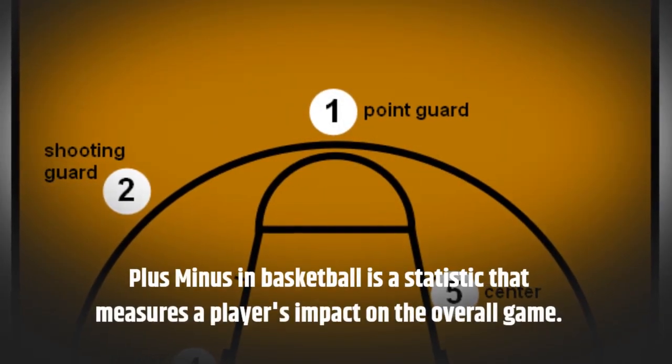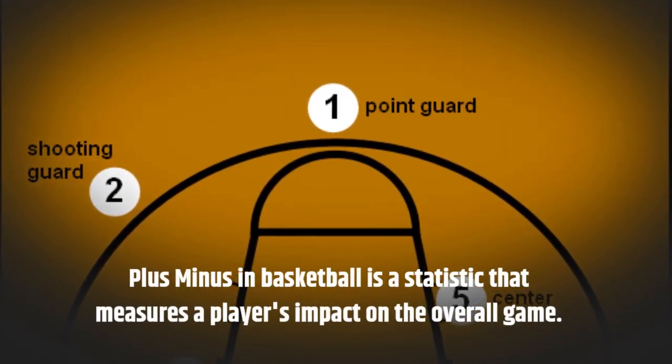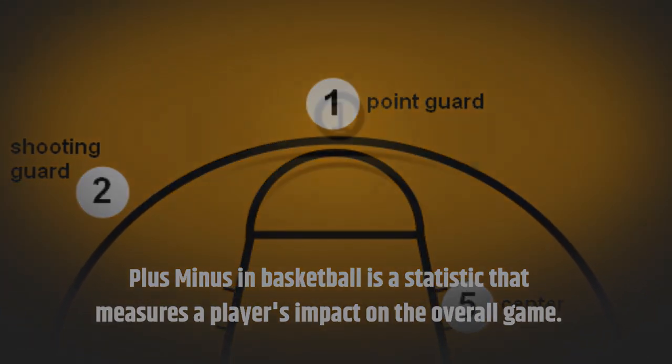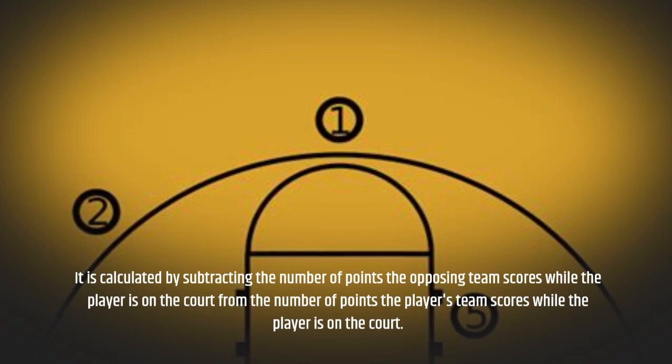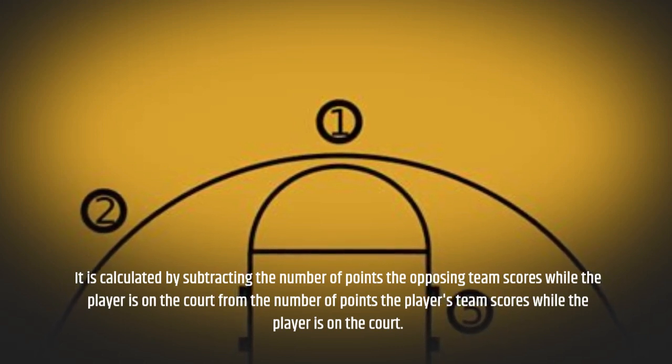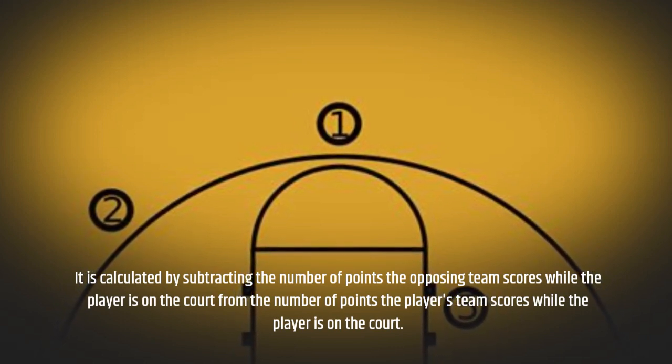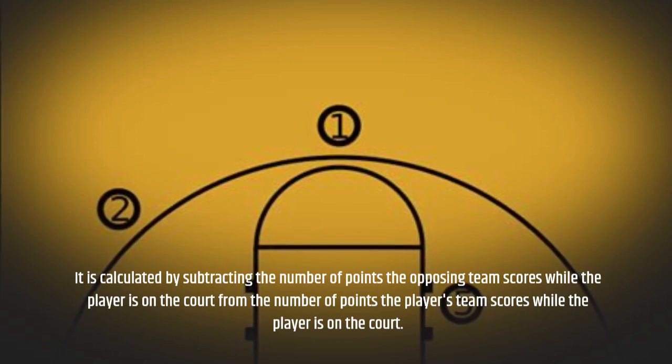Plus-minus in basketball is a statistic that measures a player's impact on the overall game. It is calculated by subtracting the number of points the opposing team scores while the player is on the court from the number of points the player's team scores while the player is on the court.